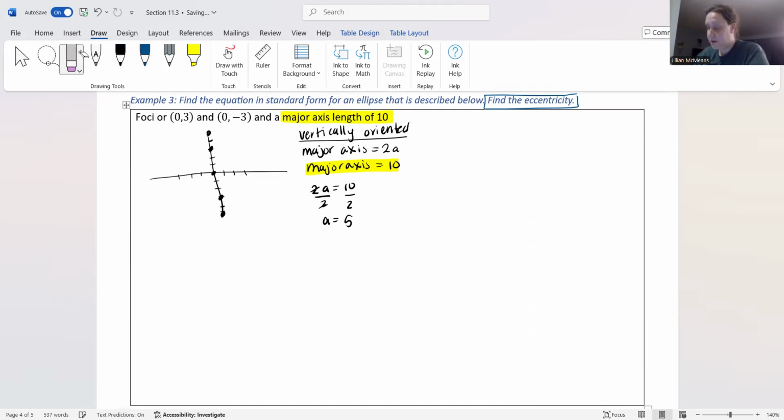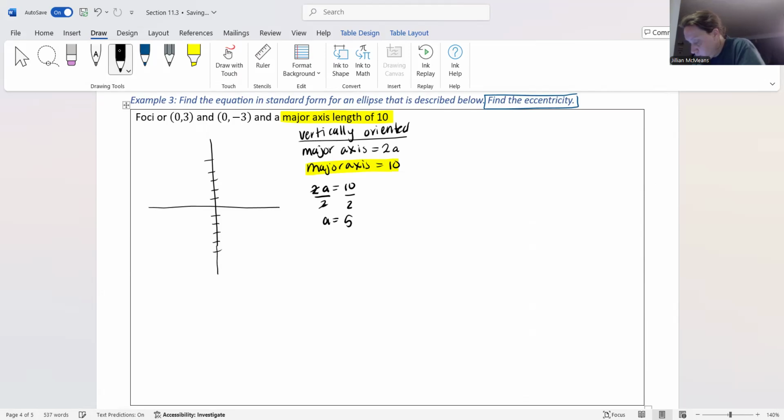That is pitiful. Let me draw this again. So focus 1, focus 2, and then vertex 1, vertex 2. So notice from here to here, I have a distance of 10. I go 1, 2, 3, 4, 5, 6, 7, 8, 9, and bam, 10. So the two vertices are 10 units apart. Okay? So that's all well and good.